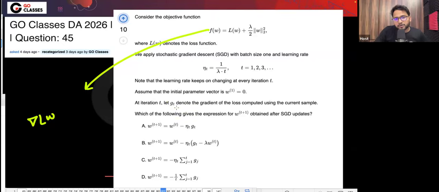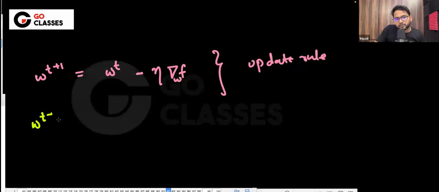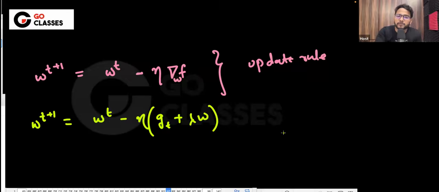Gt is the gradient of the loss computed using the current example. So basically this is nothing but Gt, plus the 2 into w lambda by 2 term, so it will be w into lambda. They are saying that using the current iteration, Gt is given like this plus w lambda. So let me write: wt plus 1 equals wt minus eta into (Gt plus lambda w). Here w means wt. This will be your update rule.